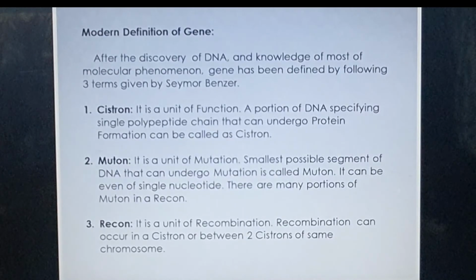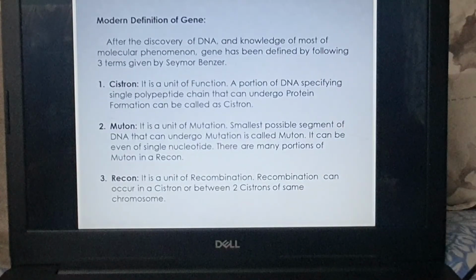Now the third concept is recon. Recon is the unit of recombination. As we have seen muton and cistron, recon is also a unit, meaning the smallest part that can undergo recombination is called a recon. Recombination can occur between two cistrons of the same chromosome. This is all about cistron, muton, and recon. Muton is the smallest part, then there is cistron in which there can be multiple mutons, then there is recon in which many cistrons can occur. So this is all about the modern concept.